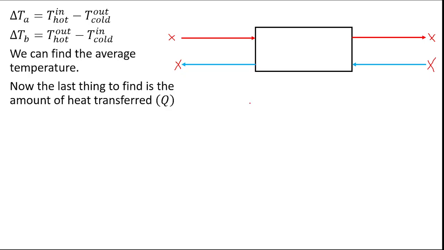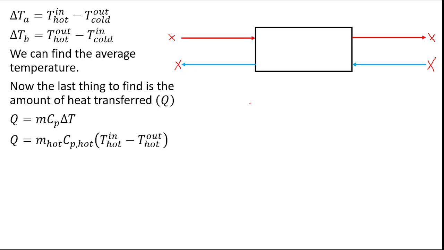Now the last thing that we need to also find is the amount of heat transferred. That's the Q. So we know Q is equal to MCP change in T. We can do it for hot streams or cold streams, because remember, the heat being lost by the hot stream is going to be gained by the cold stream, right? We are not working with any losses to the environment or any external heat coming in. So we just know that it's heat exchange between two streams. Heat lost from the hot stream should be gained by the cold stream.